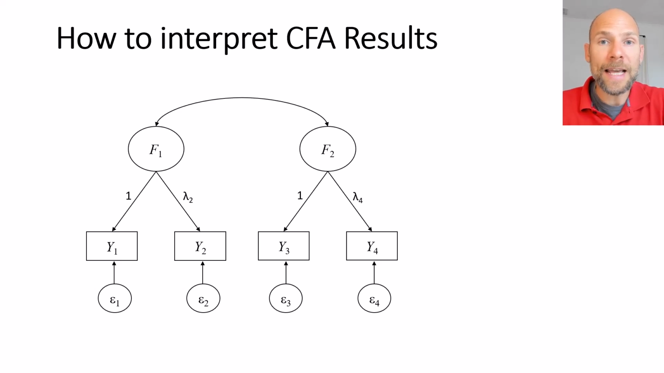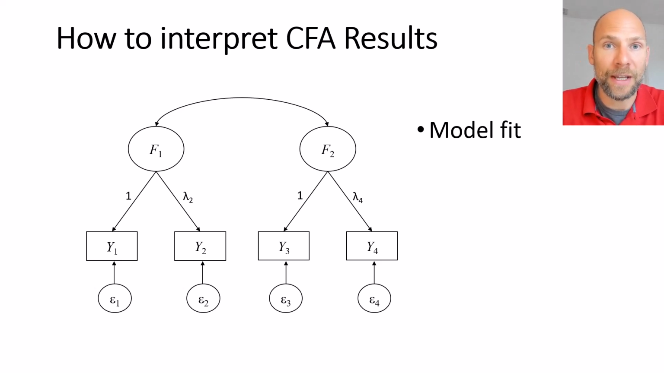So what is the output that we are getting for a CFA? First of all, there's information about model fit. That's the very first thing that we would always look at when we run a CFA: indices of model fit to determine whether our model fits the data appropriately. And we want to do that before we interpret any of the parameter estimates, meaning any of the factor loadings or factor correlations or other parameters that we will talk about shortly.